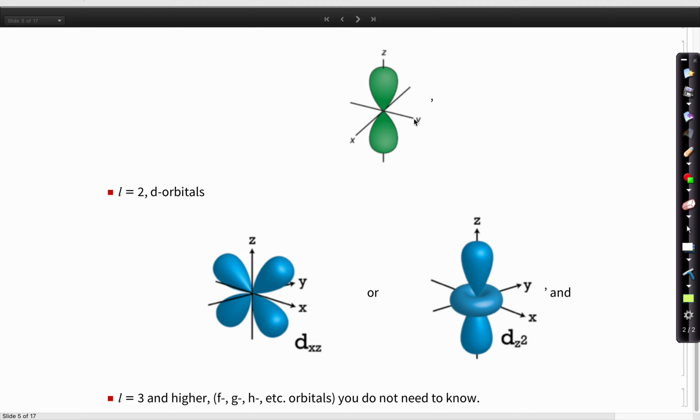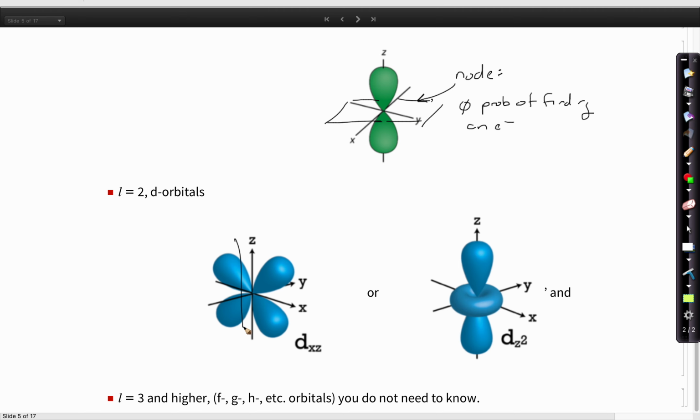We have this region in the XY plane where there's no probability of finding the electron. That region is called a node. We'll talk about nodes a little bit more, but that is the region where there's zero probability of finding an electron. And that would be in this plane here for this one.